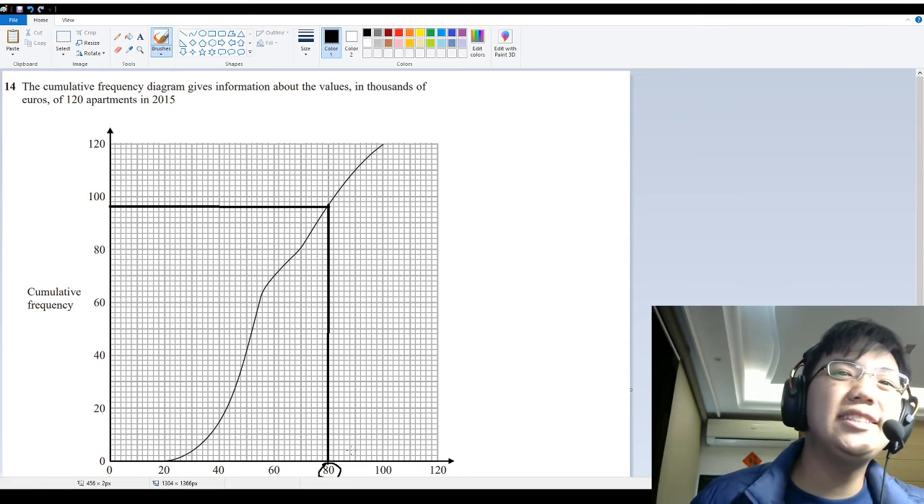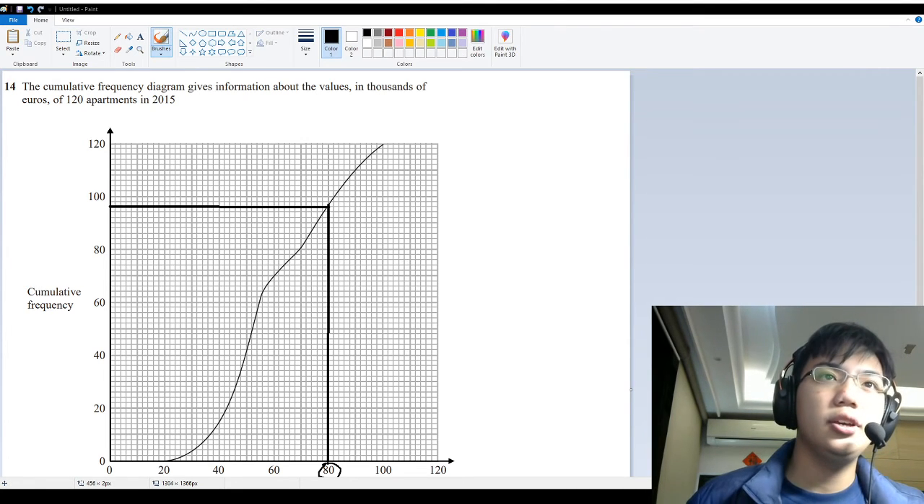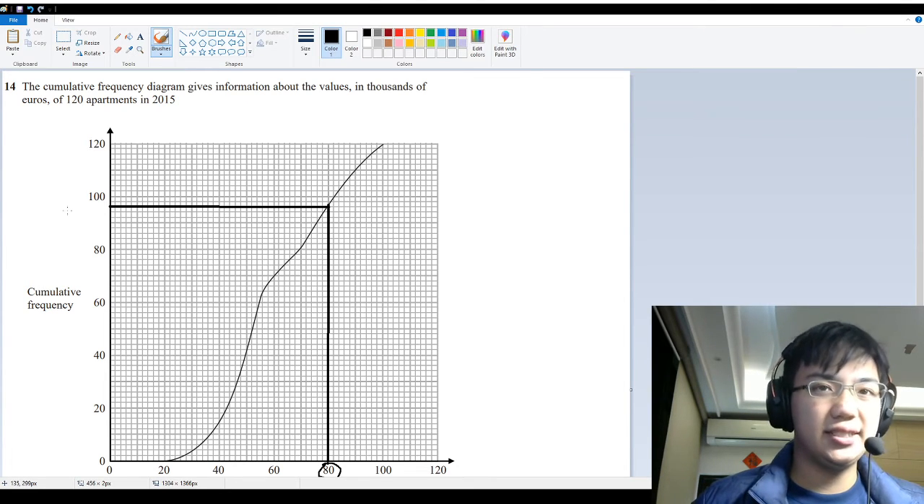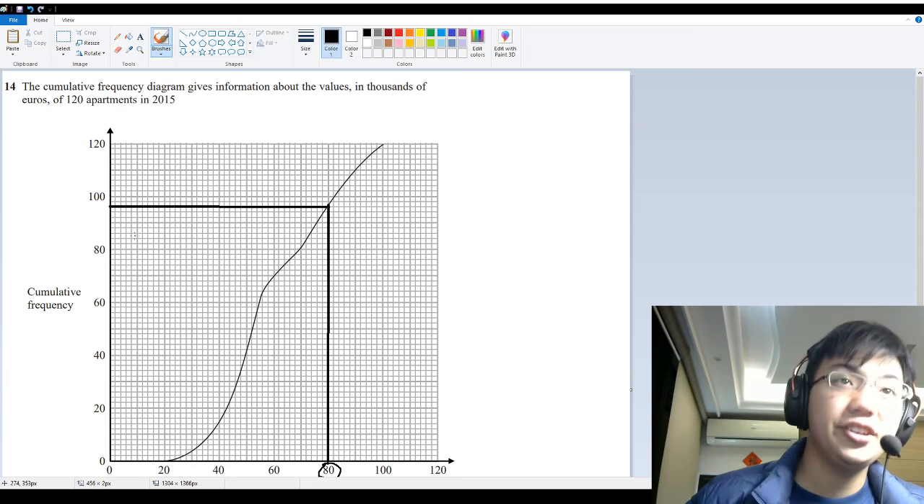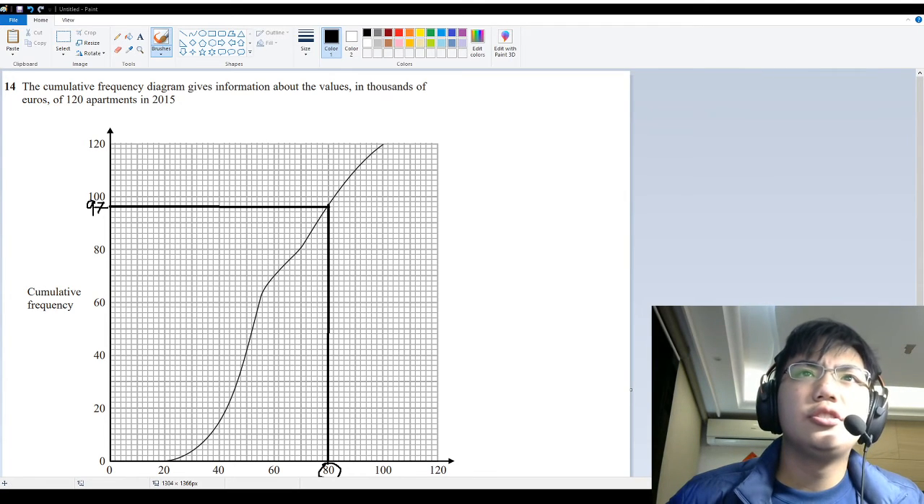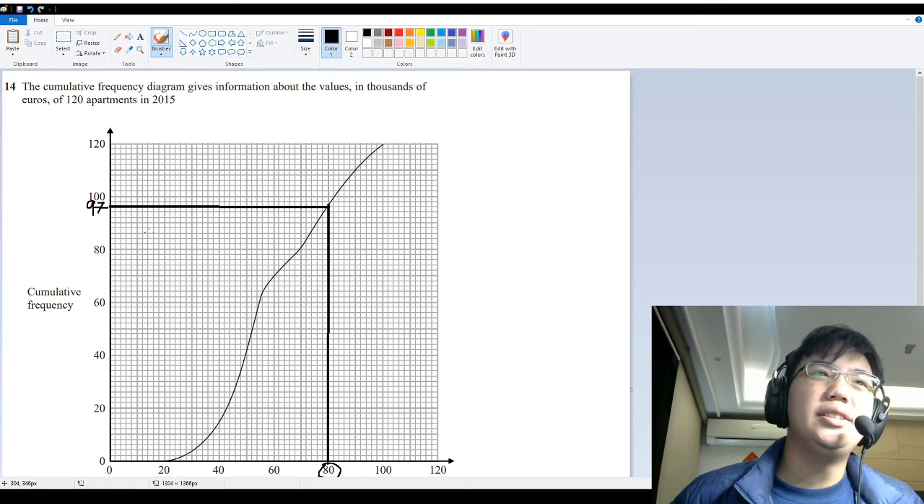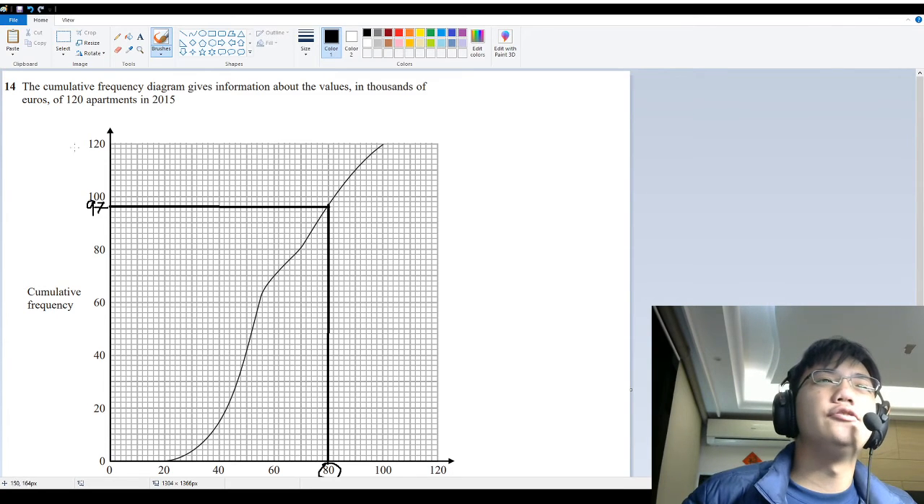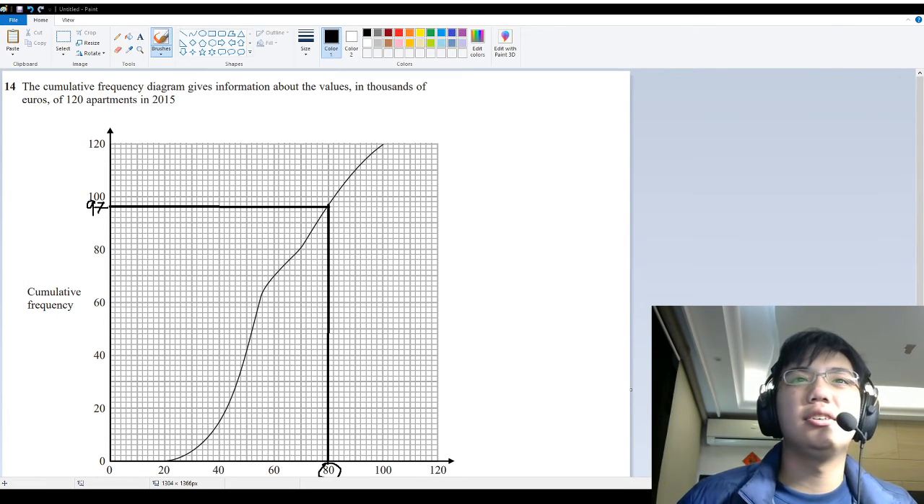Now all we need to do is to find the value that this is. So this value would be 97. So an estimate for the number of apartments below 80,000 euros or at 80,000 euros would be 97 out of these 120.